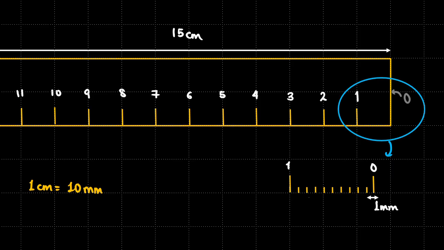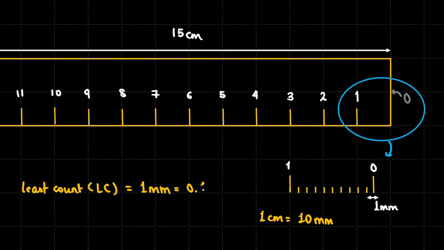So now let's talk about the scale. Let's go back to the scale and talk about it. If you look at the scale, even if I wanted to measure something that is less than a millimeter, I can't. That means the minimum distance my scale can measure accurately is 1 millimeter, which means the least count, or LC, of my scale is 1 millimeter or 0.1 centimeter. So we have the least count when we're talking about the scale.